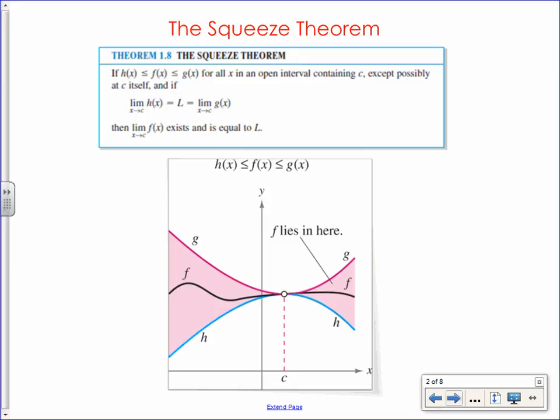So the limits of the outside are the same, then the limit of the inside is also the same. Okay? There's going to be times where we may not be able to evaluate a limit. So, like here, I'll show you this picture, okay? This blue function is H, this pink function is G. So notice how function F is sandwiched in between, and they actually meet right here.